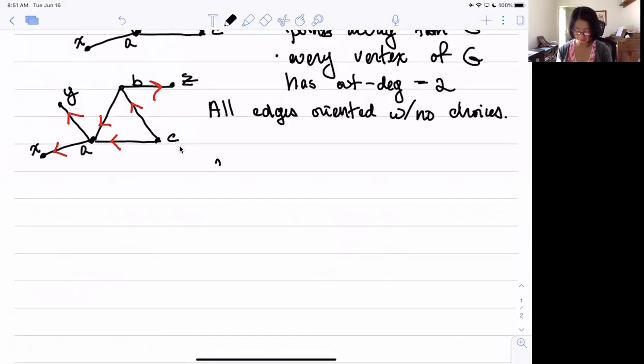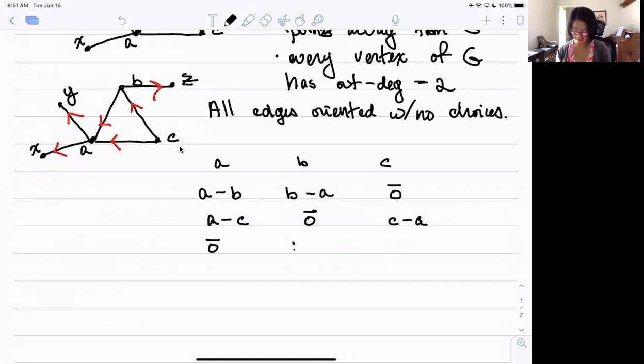There are vertices for A, B, and C. Those are 2 columns each. And so the rows look like A minus B, B minus A, the 0 vector, and A minus C, the 0 vector, C minus A, and the 0 vector, B minus C, C minus B. So that's the rigidity matrix for G.